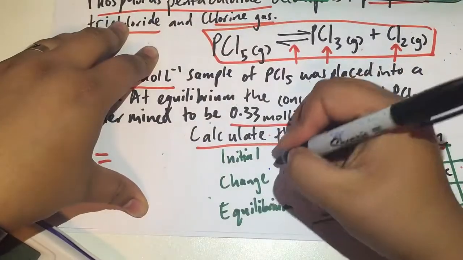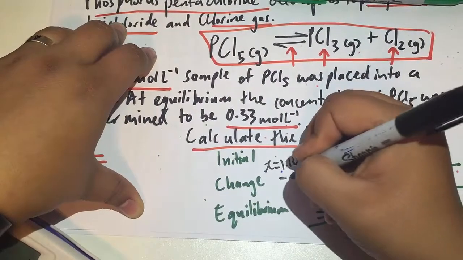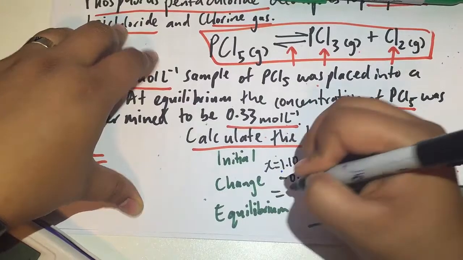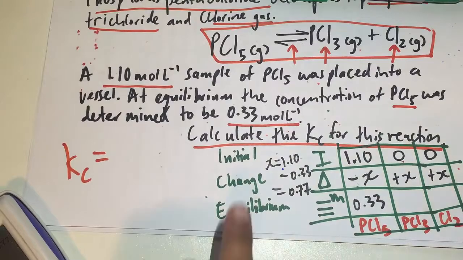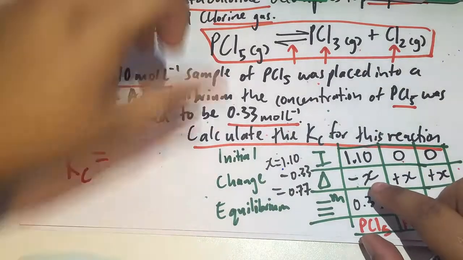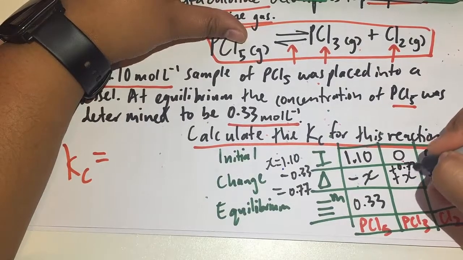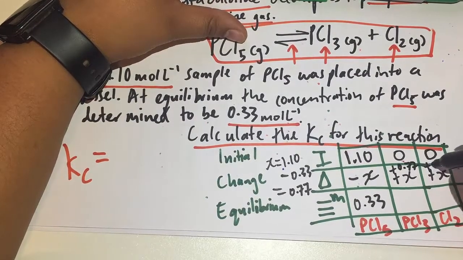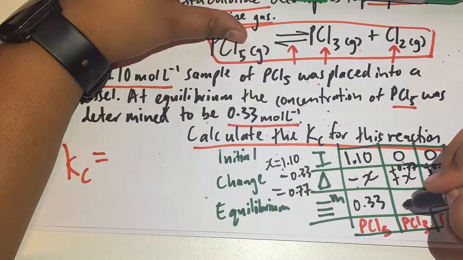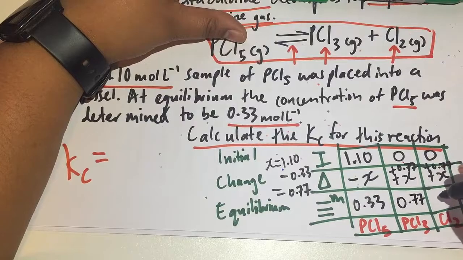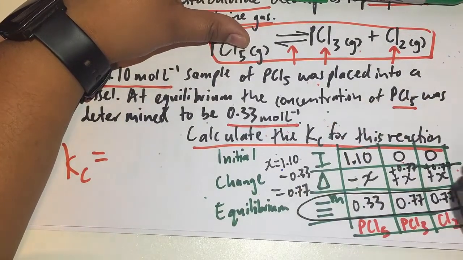Our X is going to be 1.10 minus 0.33, which is 0.77. And so that means that if I lost 0.77 here, I had to gain 0.77 here, and we had to gain 0.77 here. Because I started off at 0, I can say that this is going to be 0.77, this is going to be 0.77, and so now I have my concentrations at equilibrium.